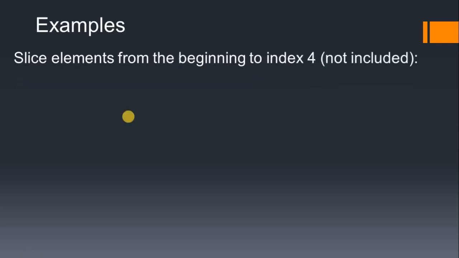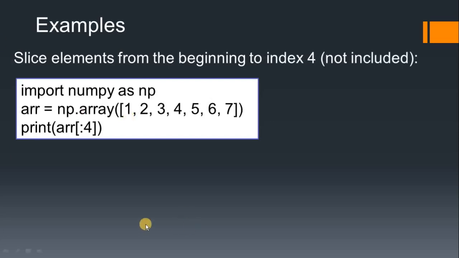Next example, slice elements from the beginning to index 4. Beginning means before the colon we don't have any value, so it starts from the beginning, which is 1. Up to the end is 4. What happened? You should not count that index: this is position 0, then 1, 2, 3, 4, but 4 is not included. So up to 4 it will extract all the values. So you see 1, 2, 3 and 4.